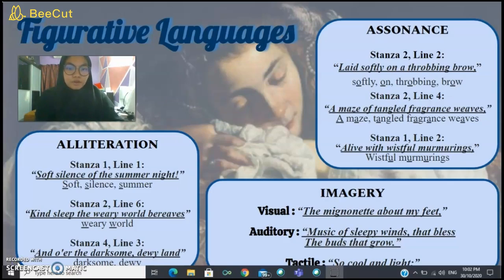For the auditory, music of sleepy winds that bless buds that grow. We can use our imagination, hearing the windy wind through our ears like what has been explained in the poem. For tactile, so cool and light. This sentence describes the line before it, which is about the nightfall, meaning to say that the nightfall is cool and light. We can imagine using our touch that the nightfall the poet has experienced being calm, cool, and light using our touch.